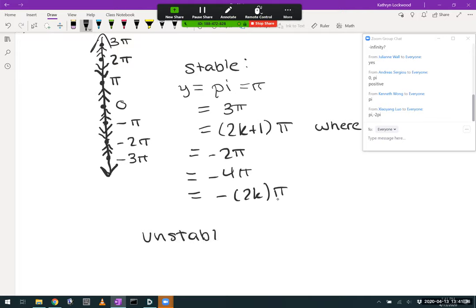Unstable would be positive 2 pi, 4 pi, 2k pi, and minus pi, minus 3 pi, minus 2k plus 1 pi.